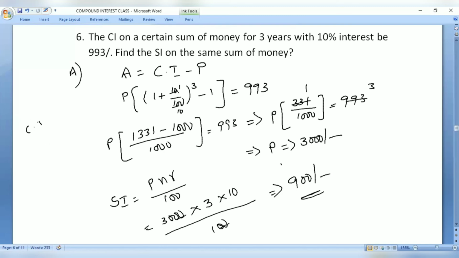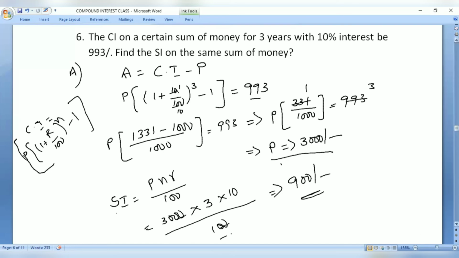Compound interest formula I'm writing here for reference. Compound interest is equal to P into (1 plus R by 100) whole power N minus 1. Right? So this compound interest is equal to 993 that they have given. On simplification, we found the value of principal, then substituted this, and we got the simple interest that we earn. Okay. So this is how we solve the problems.